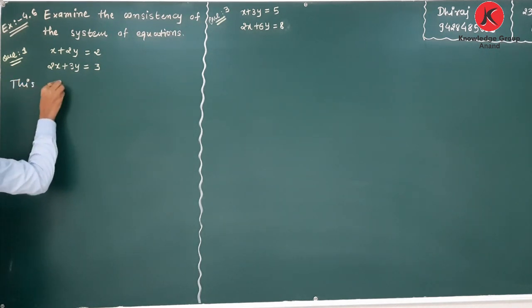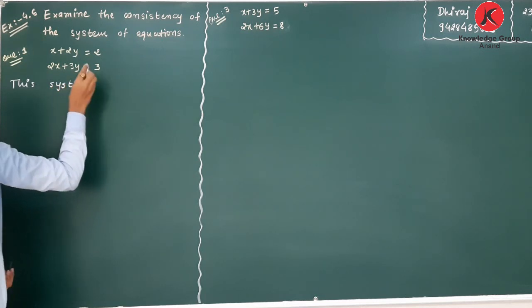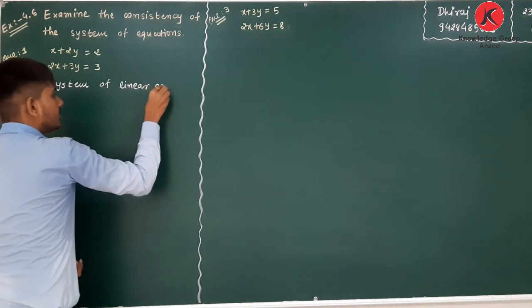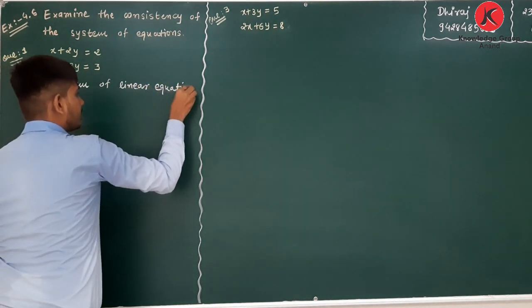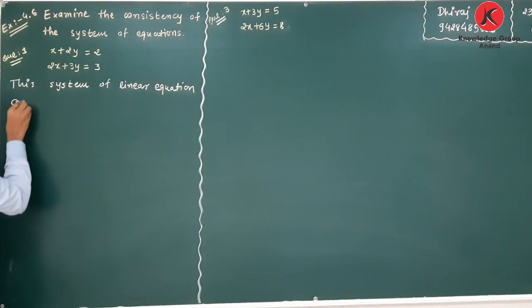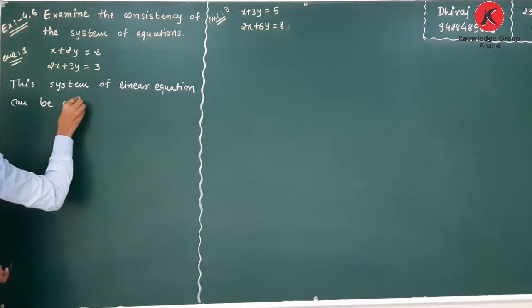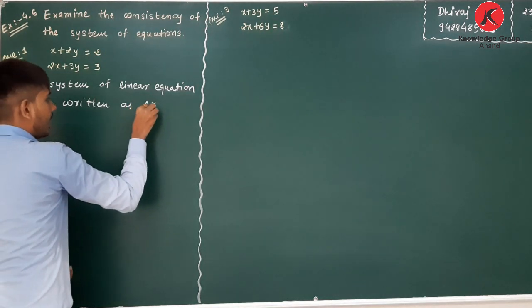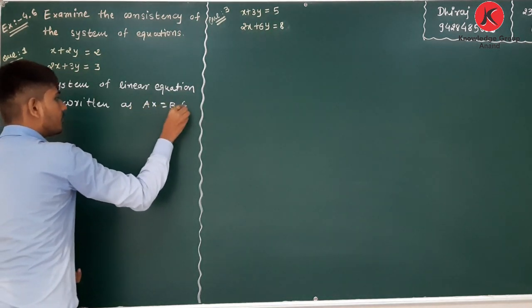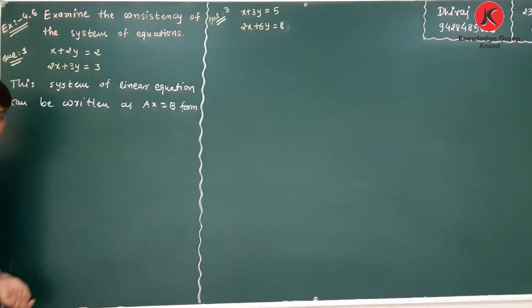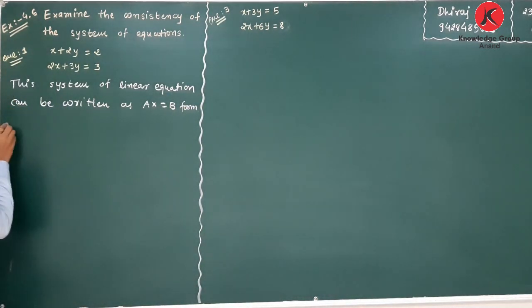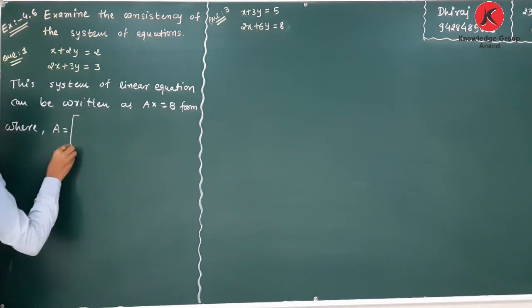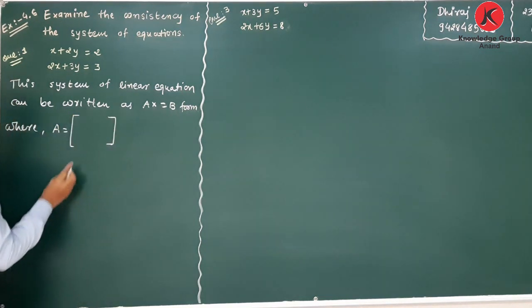This system of linear equations can be written in AX equals B form. Here A equals the matrix of coefficients of the variables.